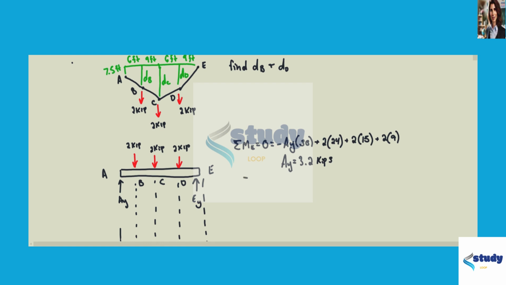We can do the sum of forces in the y direction set equal to 0. This is AY plus EY, and subtracting all 3 forces. Set equal to 0, we can solve for EY, which equals 2.8 kips.